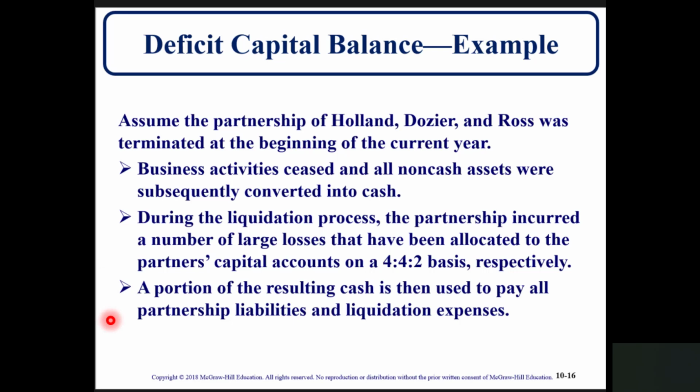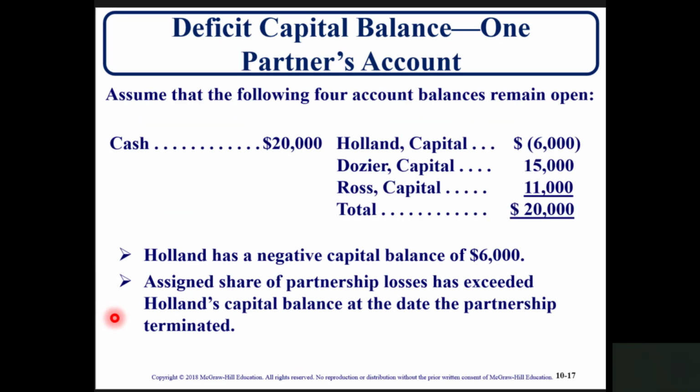A portion of the resulting cash is then used to pay all partnership liabilities and liquidation expenses. So assume that the following four account balances remain open. Here they've already run through all of the transactions of selling assets and everything. They're just giving you the remaining capital accounts and the cash that's on hand.